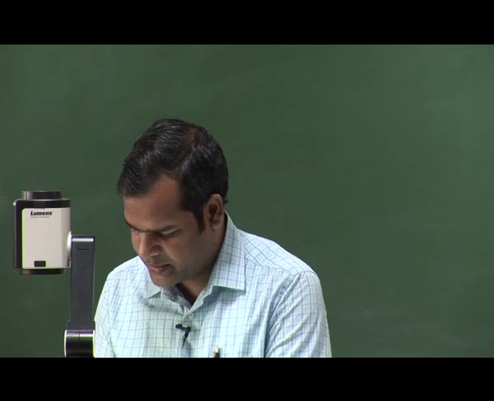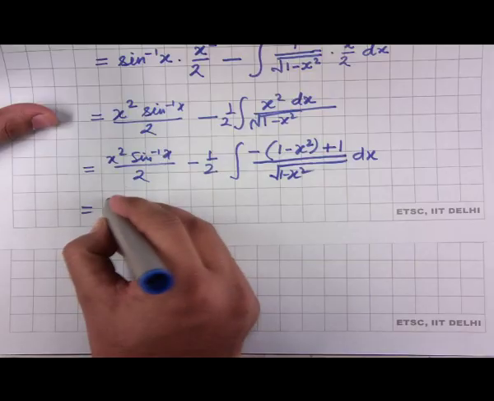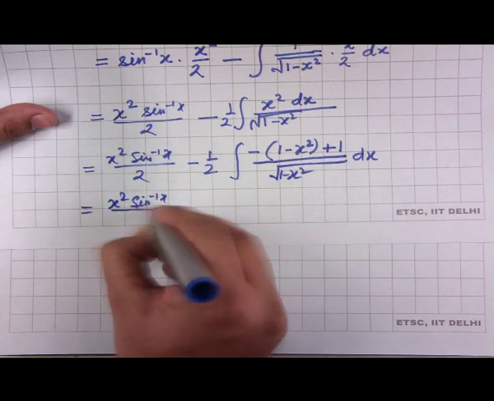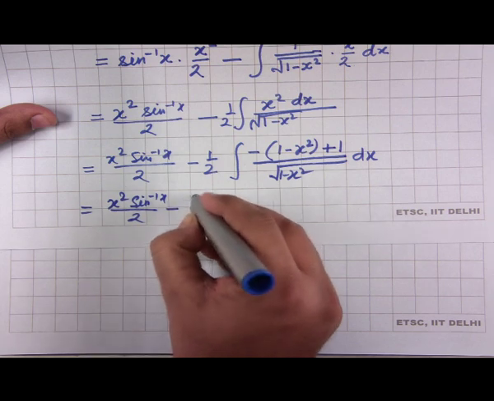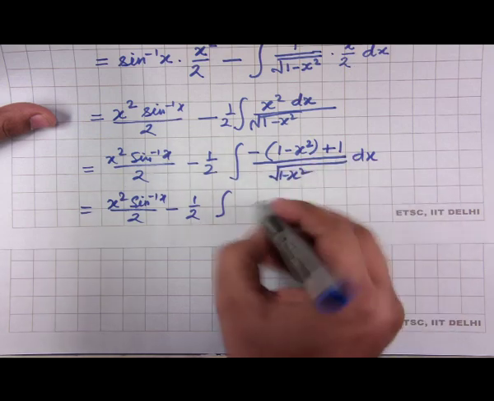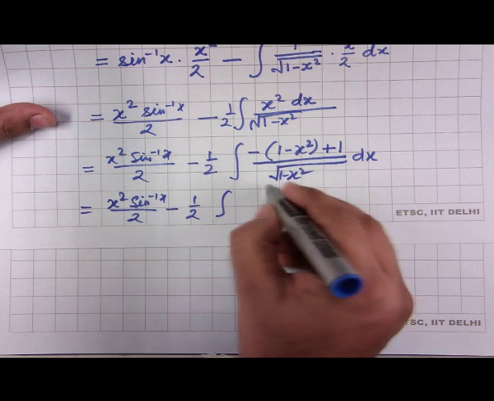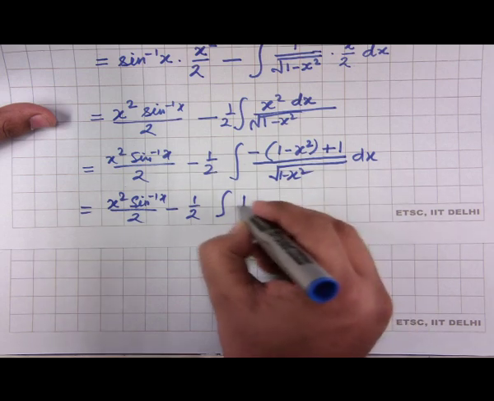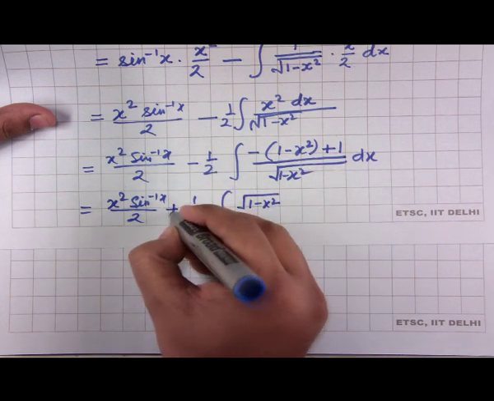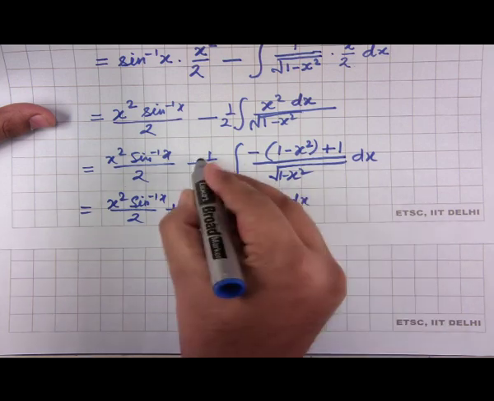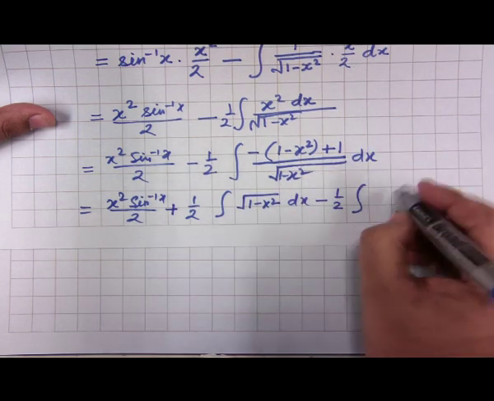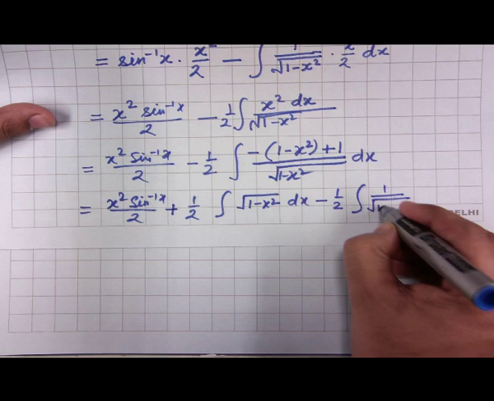This I can further write as x square sin inverse x by 2 minus 1 half. This integral will be broken into two parts using the linearity property. So, 1 minus x square divided by square root of 1 minus x square will give me square root of 1 minus x square with a negative sign. So, this sign will become plus, then again minus half multiplied by integration of 1 over square root of 1 minus x squared.